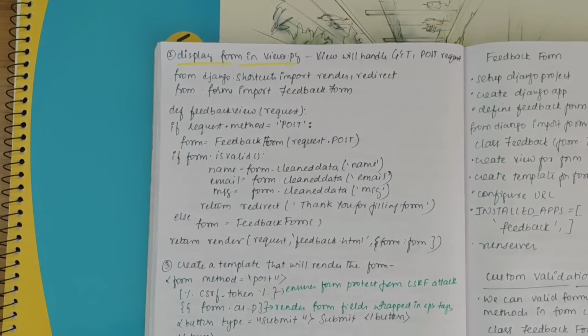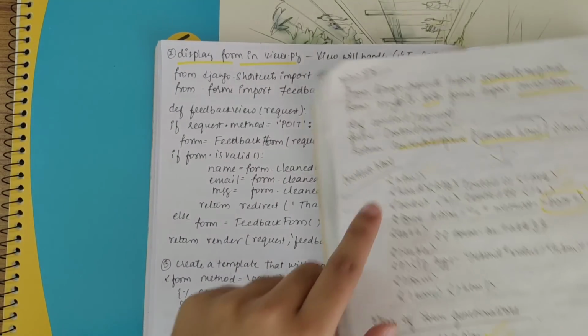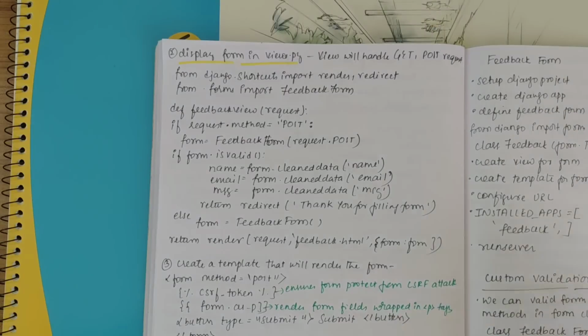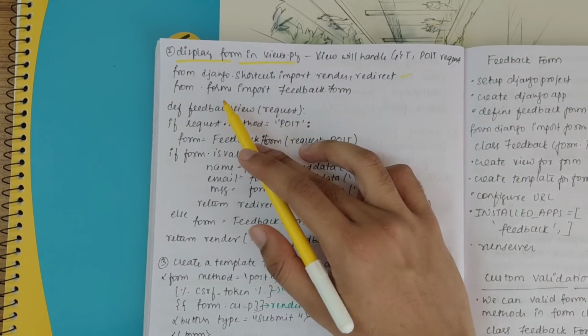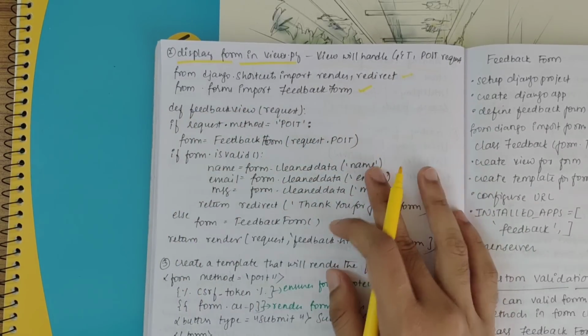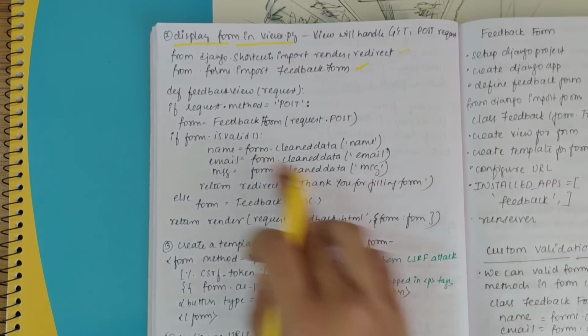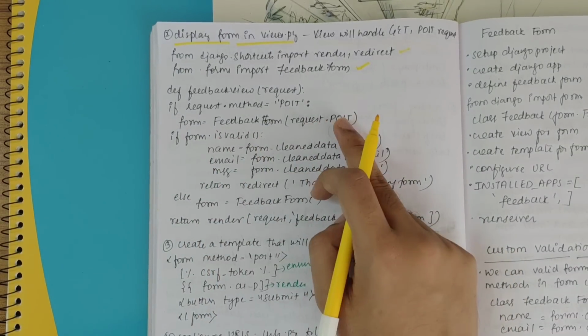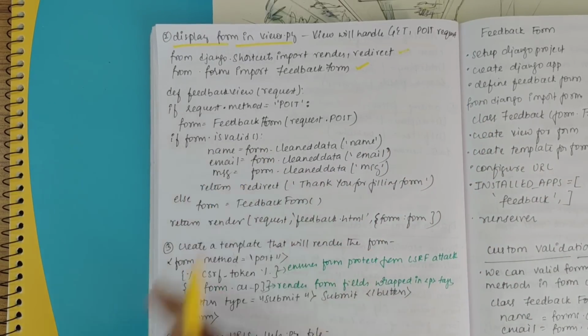Here the view will handle GET and POST requests. Previously also we have seen in contact.html we had written only the post part. Right. So from django.shortcuts import render, redirect, from .forms import FeedbackForm. I'm importing the feedback form. Define feedback_view(request). If the request method is POST, then form is equal to FeedbackForm(request.POST). Here I am uploading the values. Next, if form.is_valid().